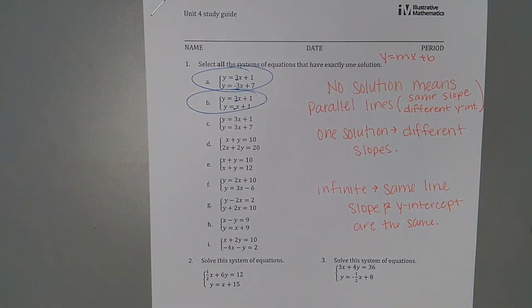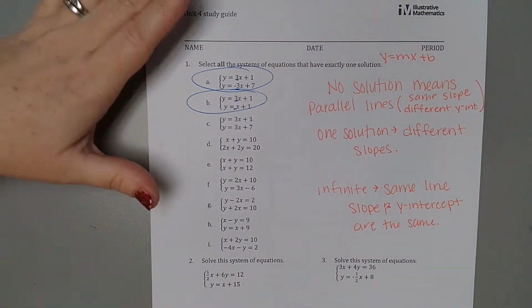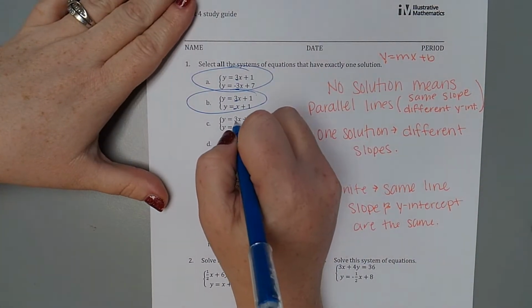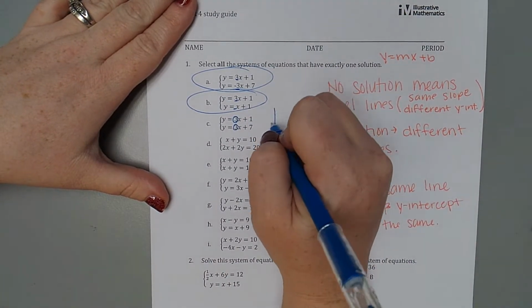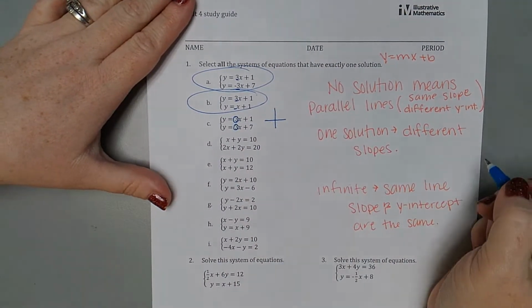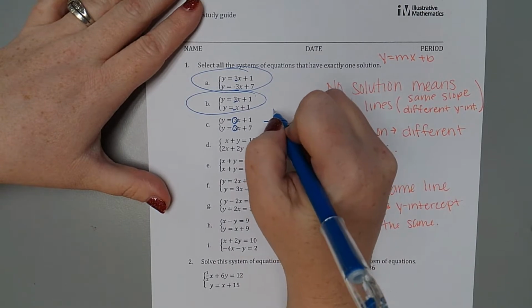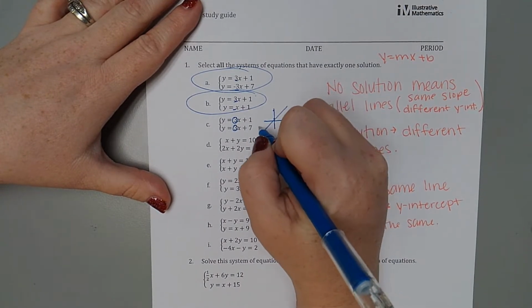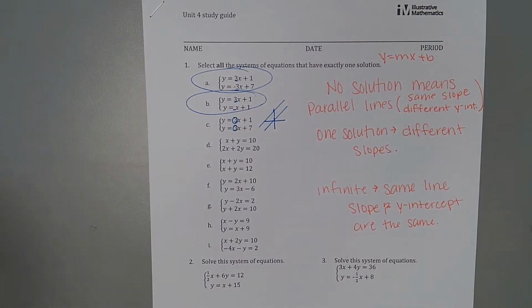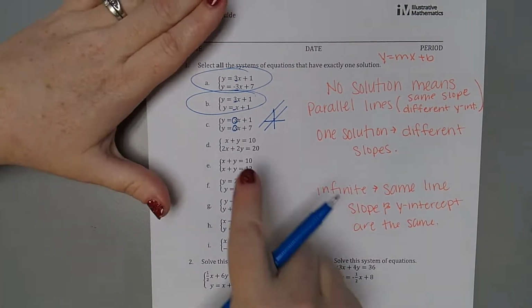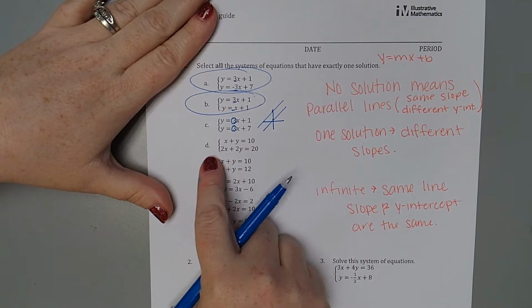C, I have the same slope. So I have a slope of 3 and a slope of 3. So if I were to draw this, just a quick little sketch, one crosses at 1, one crosses at 7. Both lines are going to go like this. They are never going to cross. They have the same slope, which means no solution. Problem 2, or sorry, D.